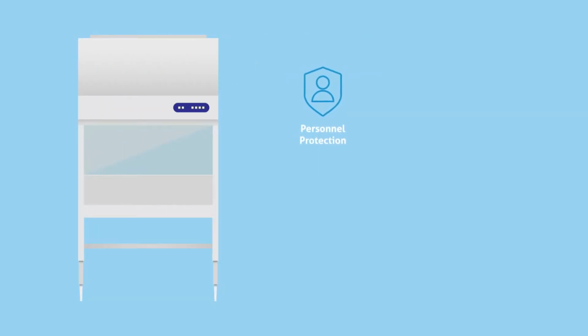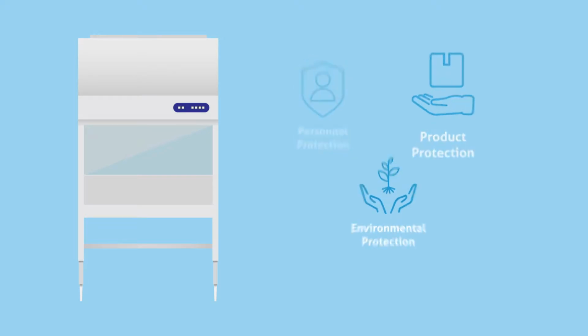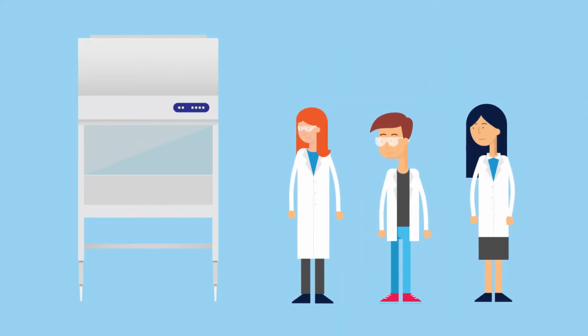Like all Class II BSCs, they provide three types of protection: personnel protection, product protection, and environmental protection. Class II Type B2 biosafety cabinets, unlike Type A2, do not recirculate any of the air within the cabinet. All air is exhausted. While exhausting all contaminated air makes intuitive sense, is a Type B2 BSC really needed for volatile chemical use? Are there other options that are still safe?